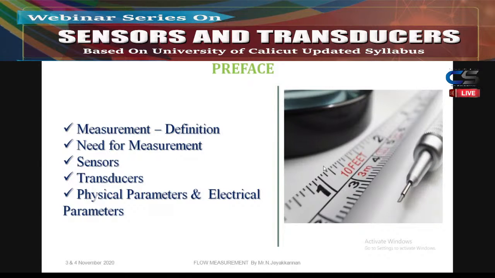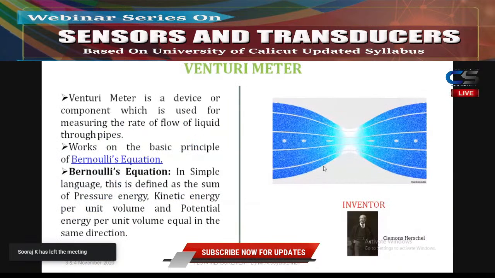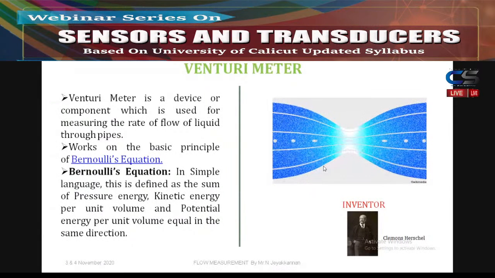And when flow measurement comes into the picture, the main device which comes to our mind is the venturimeter. Okay, the venturimeter is a device or component which is used for measuring the rate of flow of liquids.